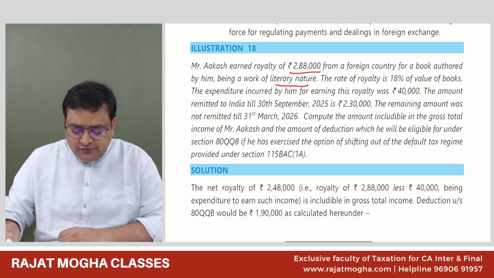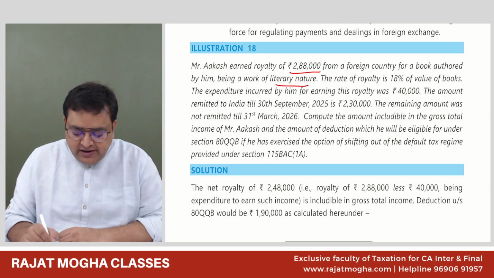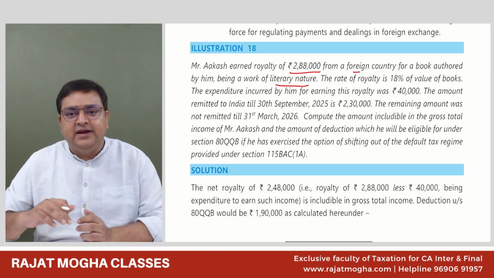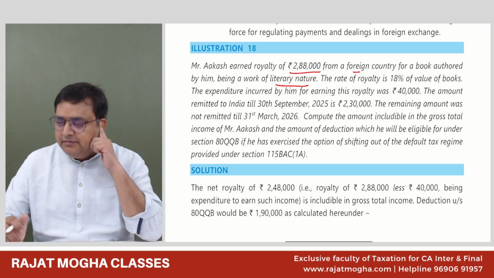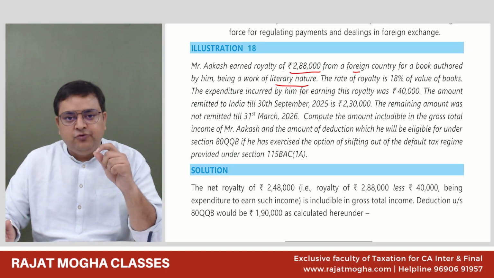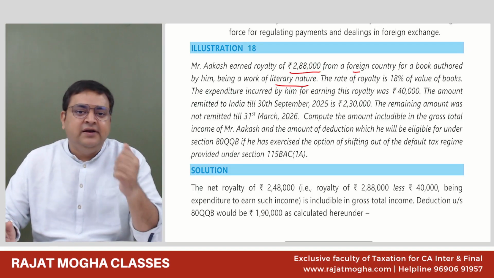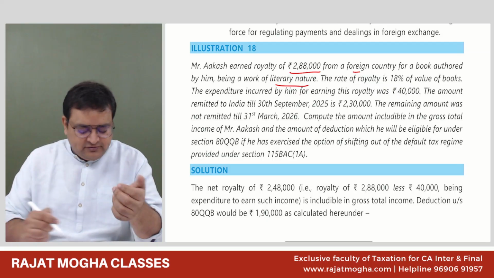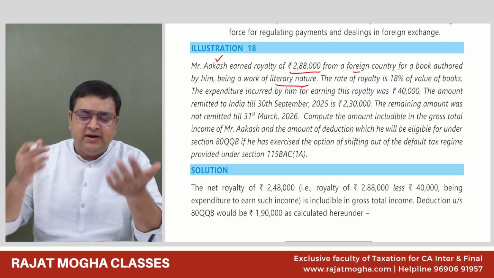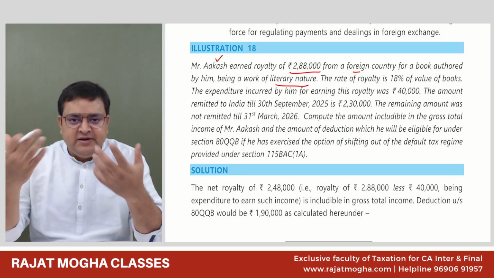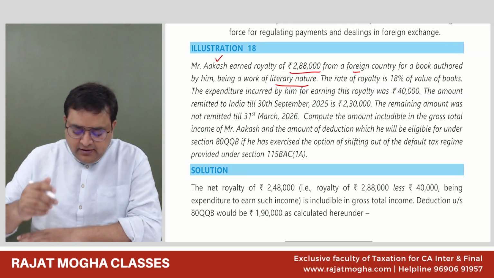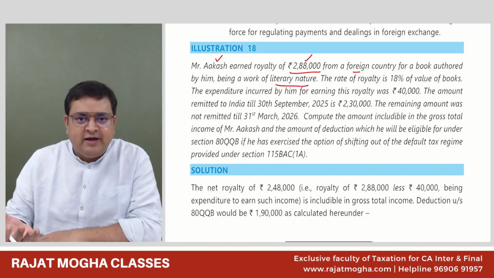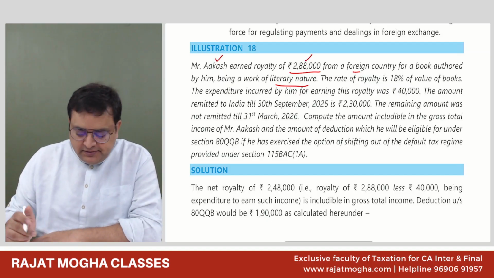So Mr. Akash has earned a royalty, and he's getting it from a foreign country. It's okay even if he's getting it from a foreign country. But please remember that 80QQB is only available to a resident individual. If nothing is mentioned, Akash can be a resident individual, but his book is published outside India and he is getting royalty from outside. No issues in that. So this is his PGBP income or IFOS income, whatever you want to call it.